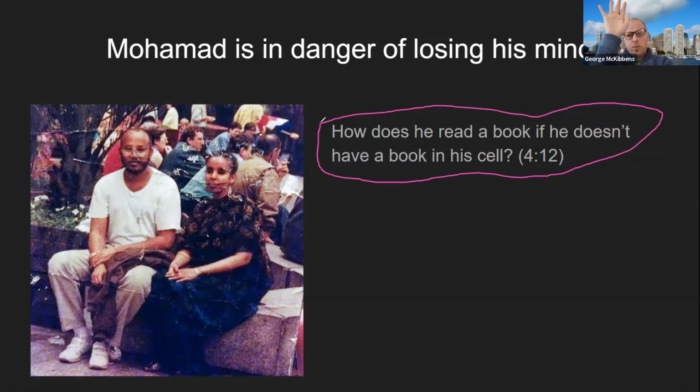but I'm going to, actually, you know what? I want to see who knows the answer and who doesn't. Everybody, type in the chat. Type in the chat right here, your answer to this question. How does he read a book if he doesn't have a book in his hands? How in the world is he going to read this book without holding the book?